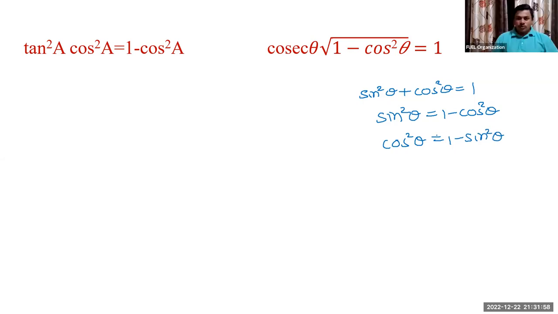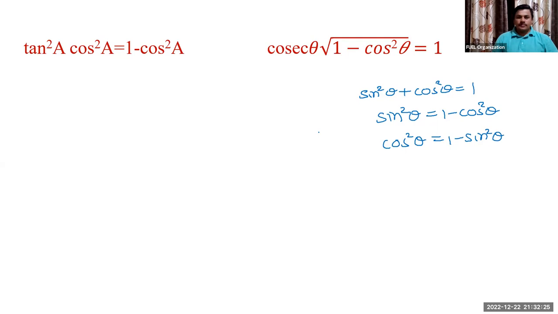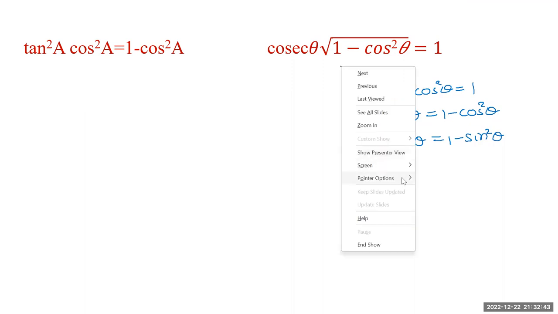Those who are attending the classes from the beginning know how to solve this one. And the remaining reciprocal identities, I just told you now. Any extra thing you want to know, just tell me and I will explain that. First done, very good. Both done, very good.